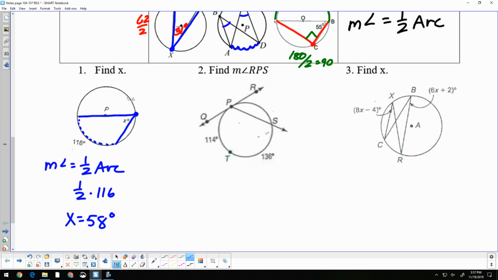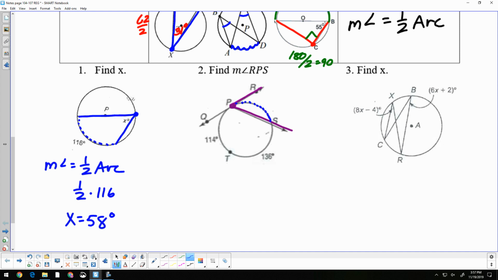All right. So number 2 here, we're trying to find angle RPS. So we're trying to find that angle. Vertex is P, it's on the circle. So it's actually going to be half. It'd be half of what this arc is. I don't know what that arc is yet.